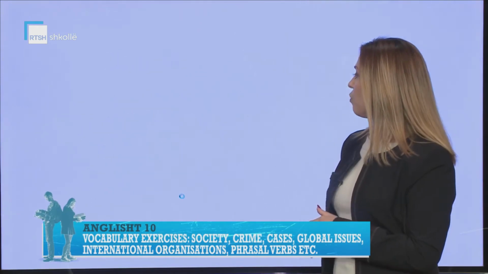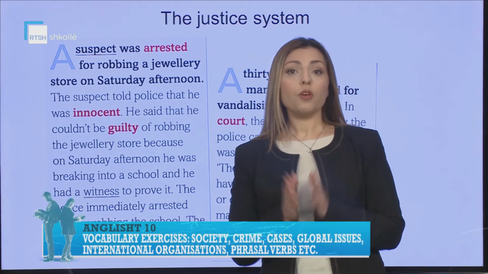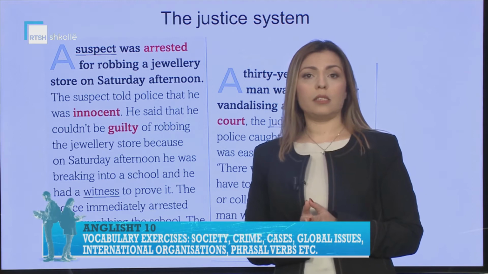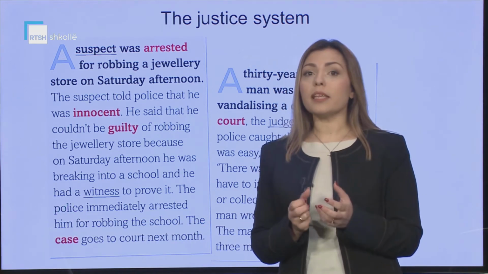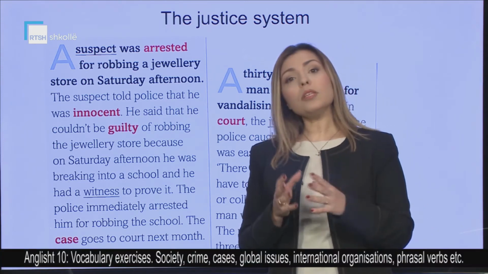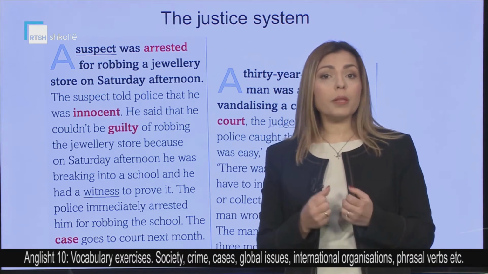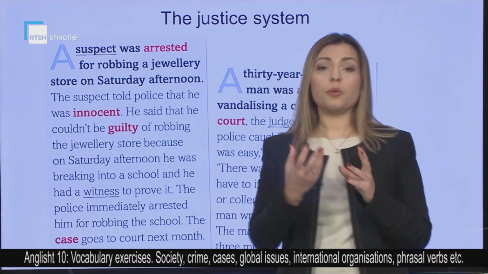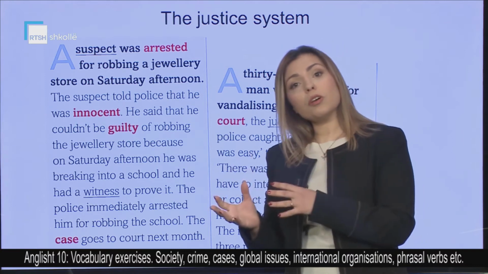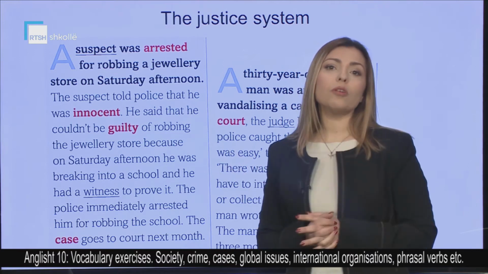So, first of all, we have got some new vocabulary focusing on the justice system. What is the justice system? When somebody has done something, he might have committed a crime. Then what is the whole procedure? A witness might have seen him, the police might have gone to arrest a specific person, then this case goes to the court, and this person might be innocent or guilty. So this is what we're going to read about.